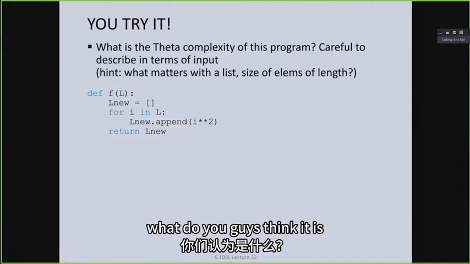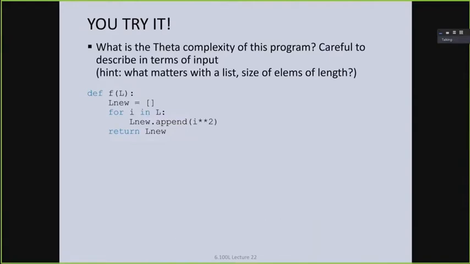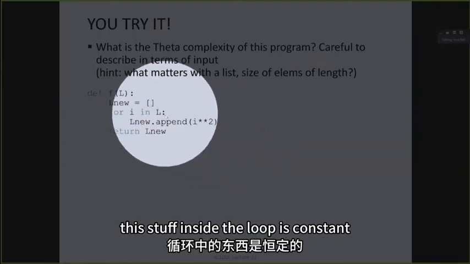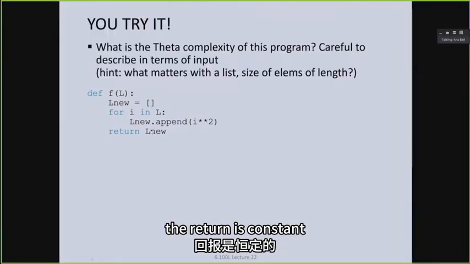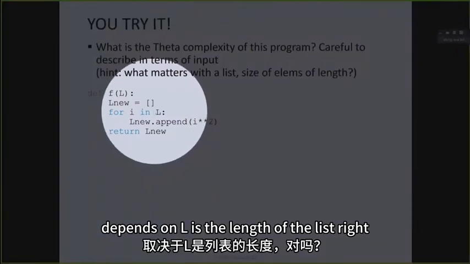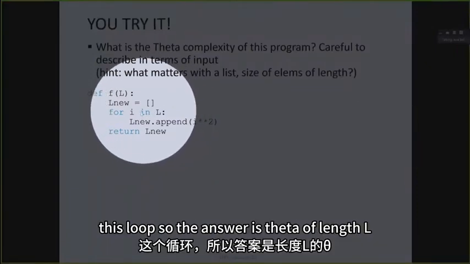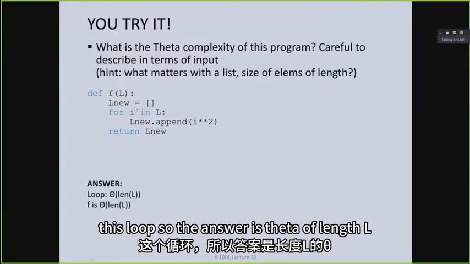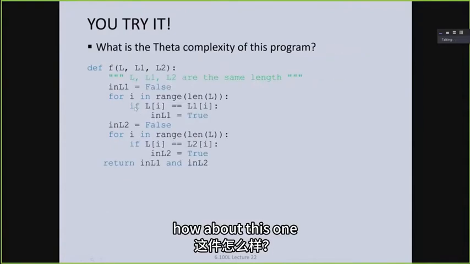What do you guys think it is? Yeah, theta of length of L. Absolutely right. So this is constant. This stuff inside the loop is constant. The return is constant. The only thing that depends on L is the length of the list, right? This loop. So the answer is theta length L. Perfect. How about this one?